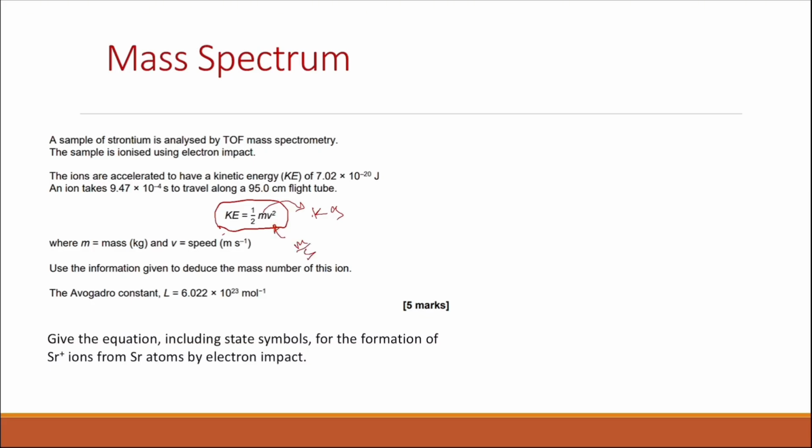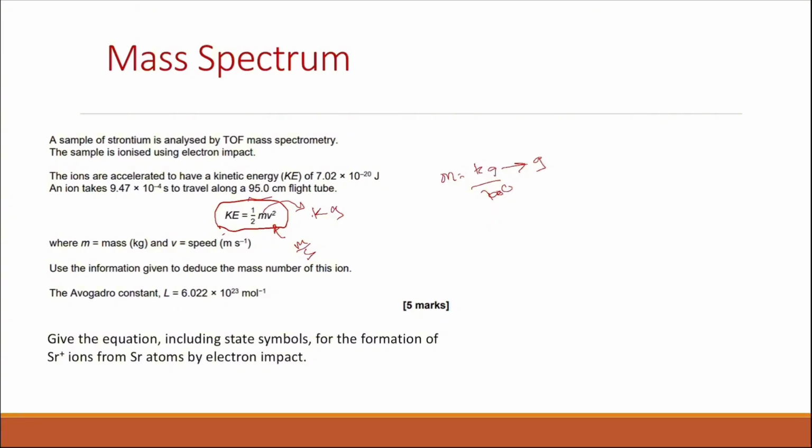Sometimes they give you the distance in centimeters, so you have to change that into meters. And then when you calculate the value of the m, it's going to be in kilogram. You have to change this into gram first by dividing by 1,000. So when you divide the kilogram by 1,000, that's going to give you the mass in gram. This is the mass of one particle. Then they give you the Avogadro constant. So now you need to calculate the mass of 1 mole of that substance.